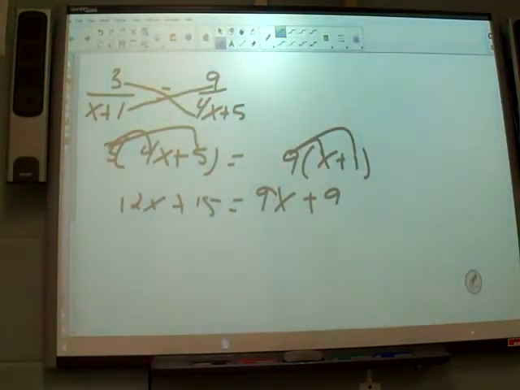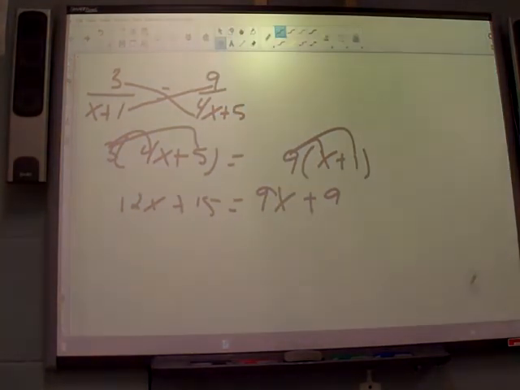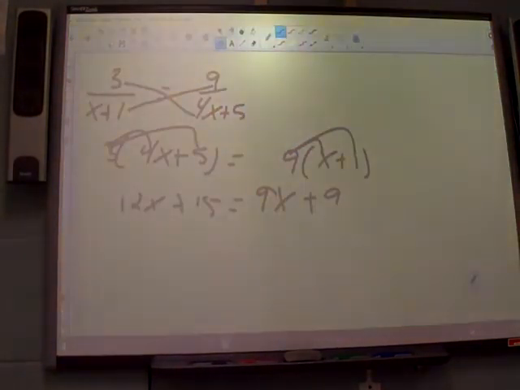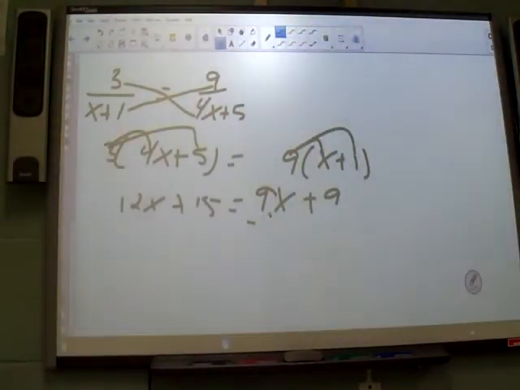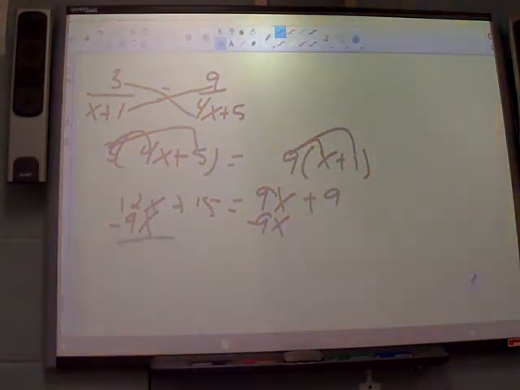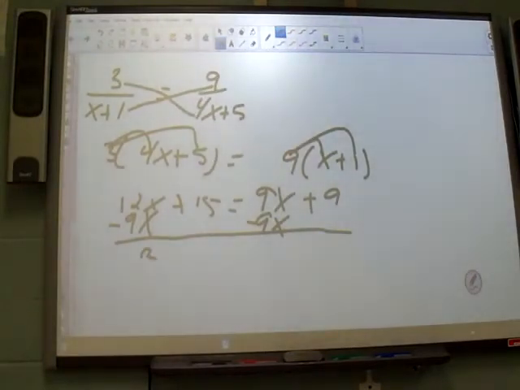Good. Now you just got a normal little equation to solve. So you pick which term you want to start with and start moving stuff around. Anybody got a preference? Let's take the 9x out, Mr. Cross said. That's what I would have done too. I like to get rid of my smaller x first. So that gets me 3x plus 15 is equal to 9.